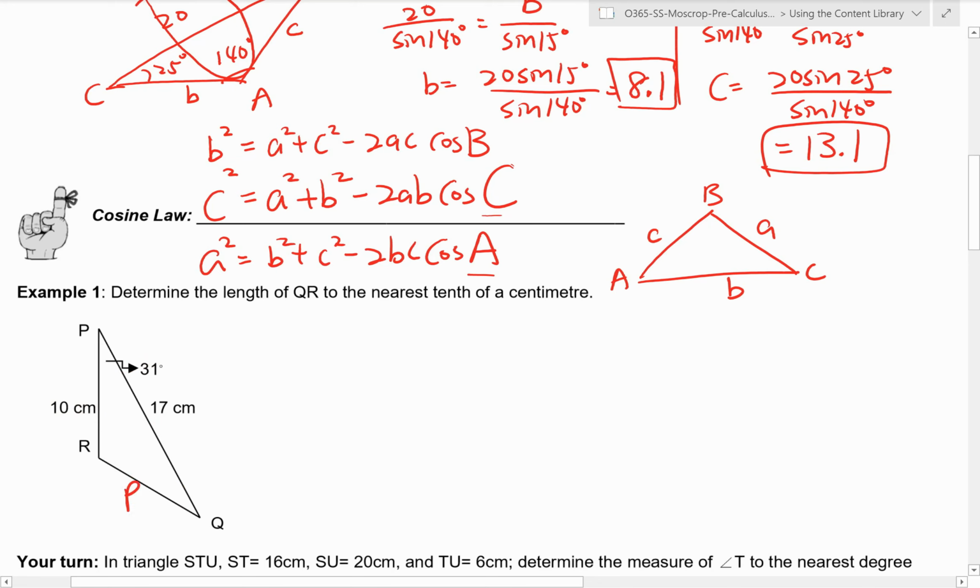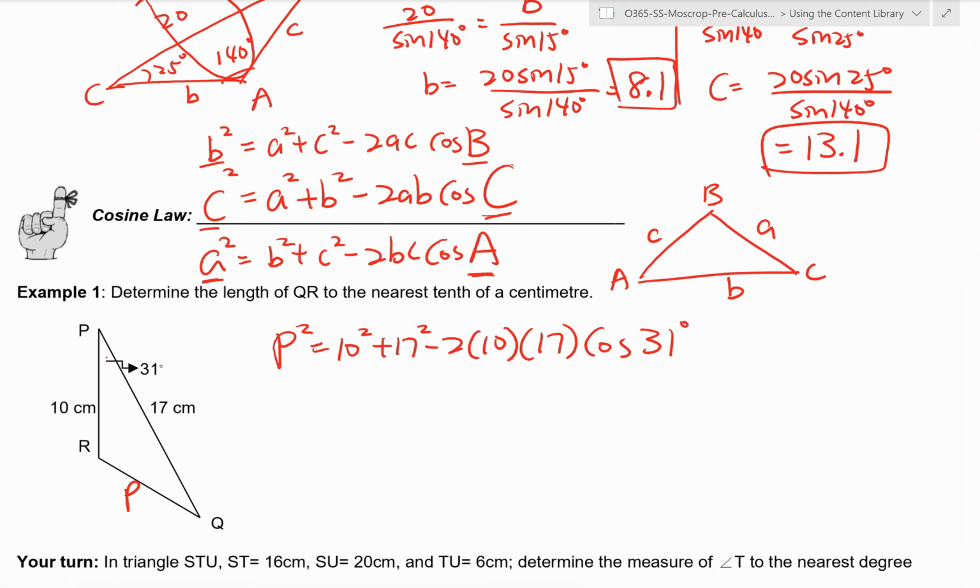So this is length QR, or just P. This is our missing side, and this is the angle that we know. So these two, the P's, are like the A's here, or the C's here, or the B's here. So I'm going to say P squared should equal the other side squares added together, minus 2 times 10 times 17 times cosine of 31 degrees. Now this is a long equation. It's a lot of calculations here. I would suggest you do it step by step on your calculator to avoid mistakes.